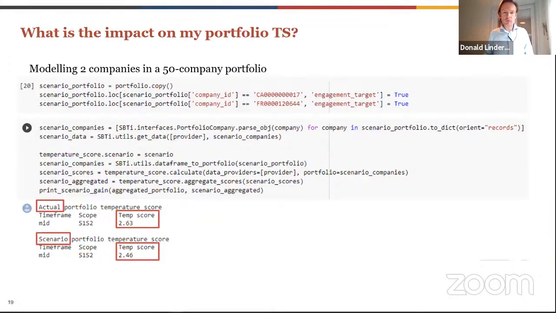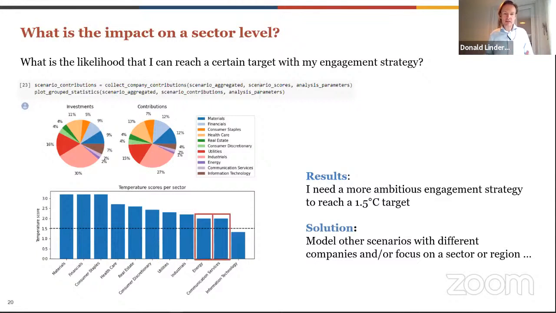So there's obviously a lot more work to be done. But what we can see is that on a sectoral basis, we've had a greater impact on the portfolio score or on the sector score. And the solution here is obviously that if we want to reach that 1.5 or well below 2-degree target, we naturally need to do more engagement.